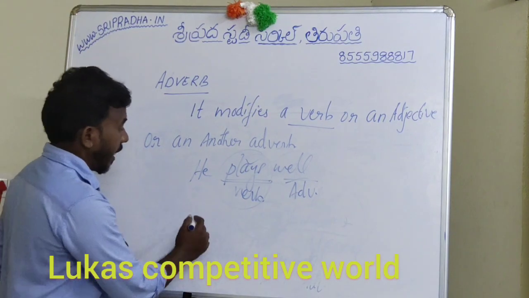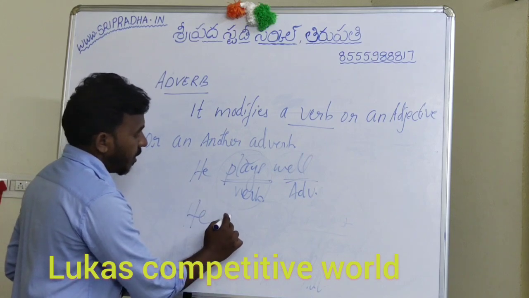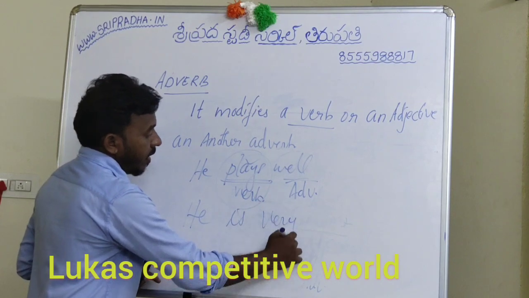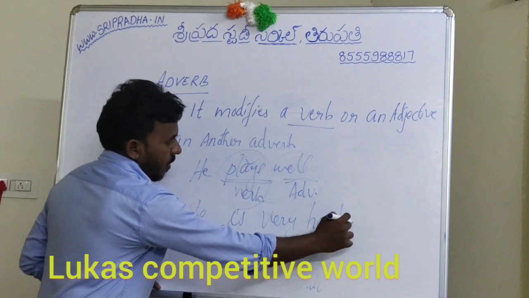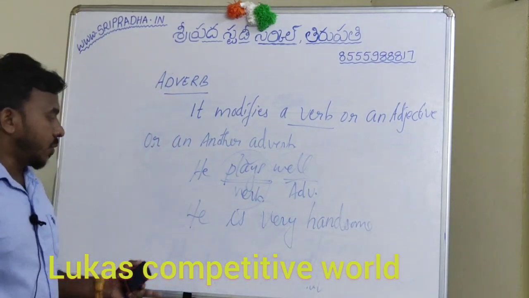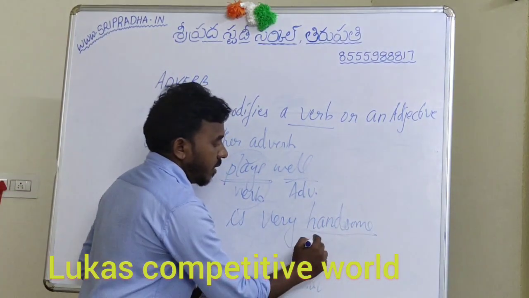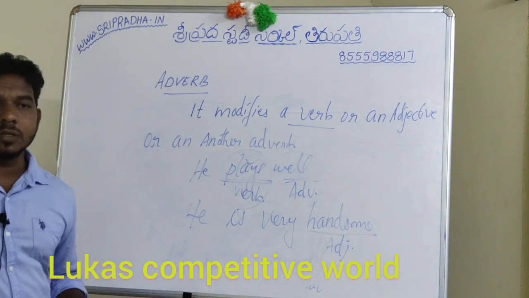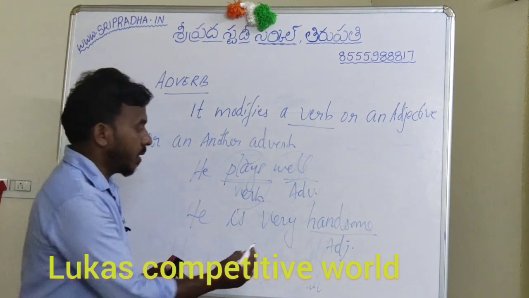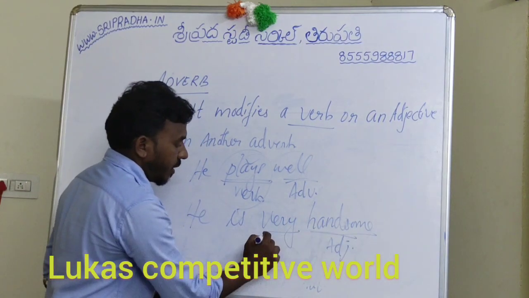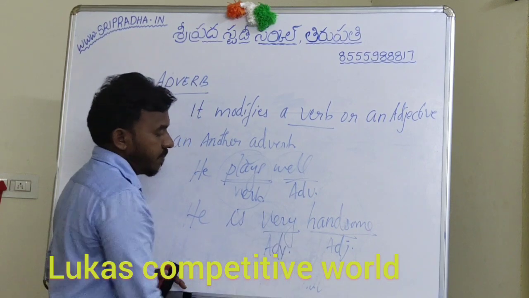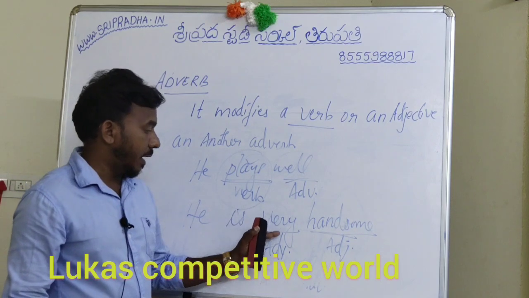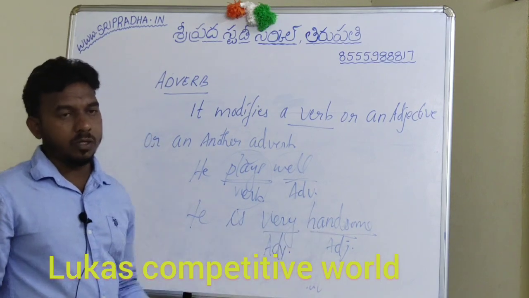It modifies an adjective. Let's take an example. He is very handsome. So how is he? He is very handsome. Here handsome qualifies a pronoun, so it's an adjective. How handsome? More handsome, very handsome. Here the adjective is modified by this word, so this word is called an adverb. So very, an adverb, modifies an adjective.